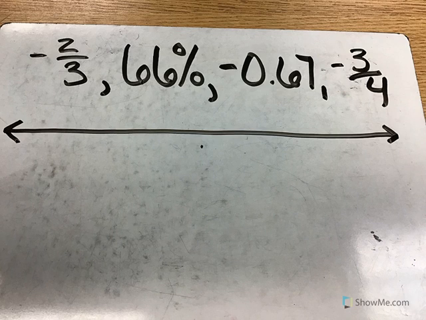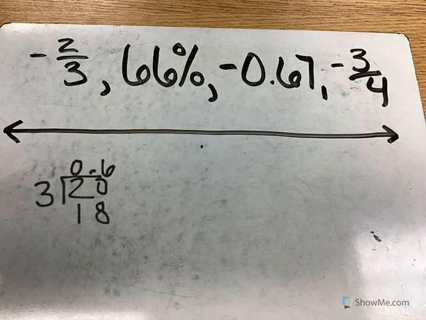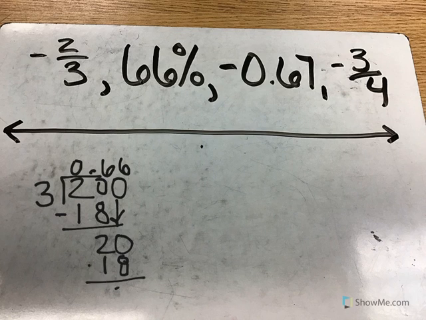So negative 2/3: I'm going to forget that negative sign for a second. I'm going to divide the numerator by the denominator, and like the problem before, hopefully we notice a pattern that the 6 repeats. So 2 divided by 3 is 0.6 with the bar above it.